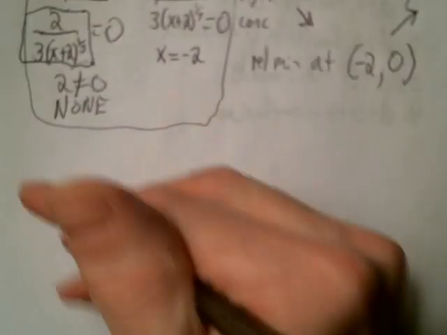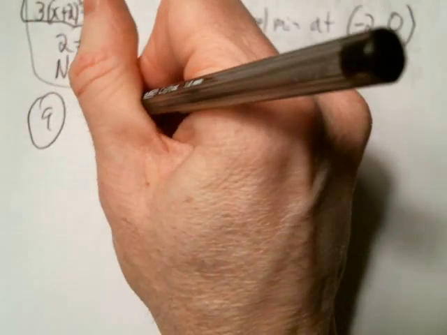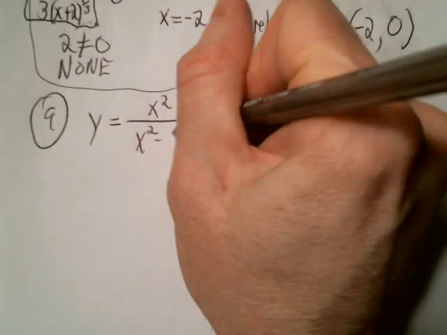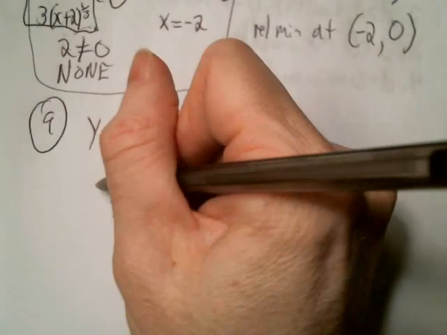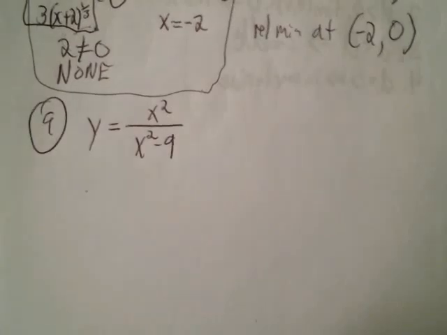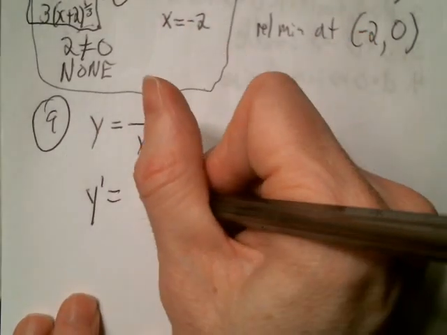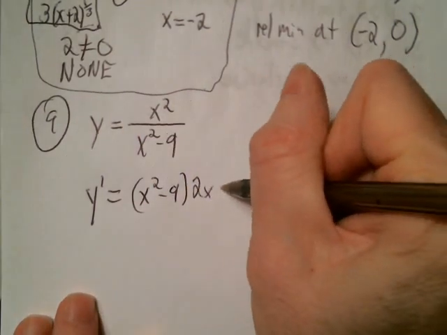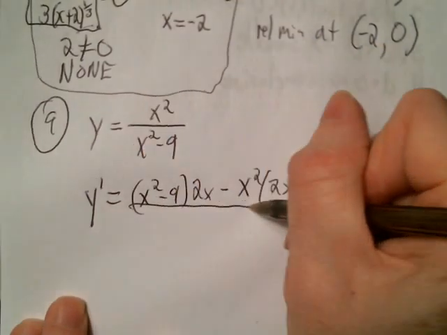All right. One more of those. And this is number 9. So we have an ugly one. Y equals x squared all over x squared minus 9. Okay, so to pull this off, I need to do low d high minus high d low. So y prime is going to be low x squared minus 9 times the derivative of the high minus high times the derivative of the low all over the low squared.